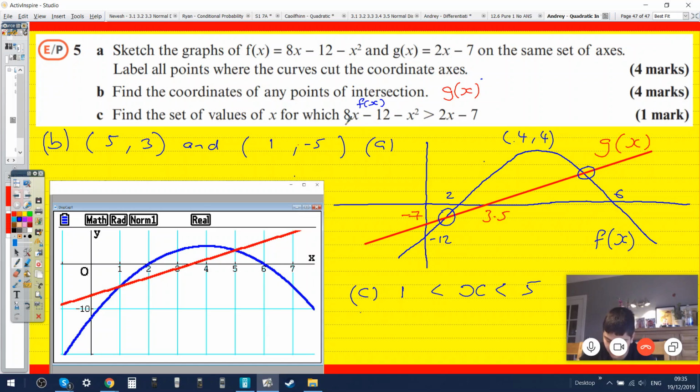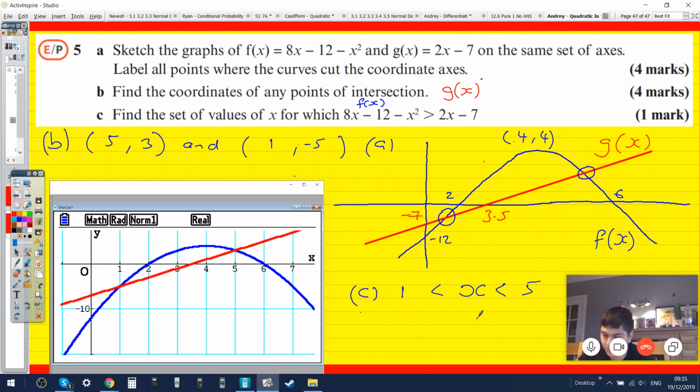And if you put this into your quadratic solver, that's the answer it will give you. Okay. If you're stuck, you can do that. But basically it's above it, between the 2 points of intersection. So when x is between 1 and 5, and that's how you do it.